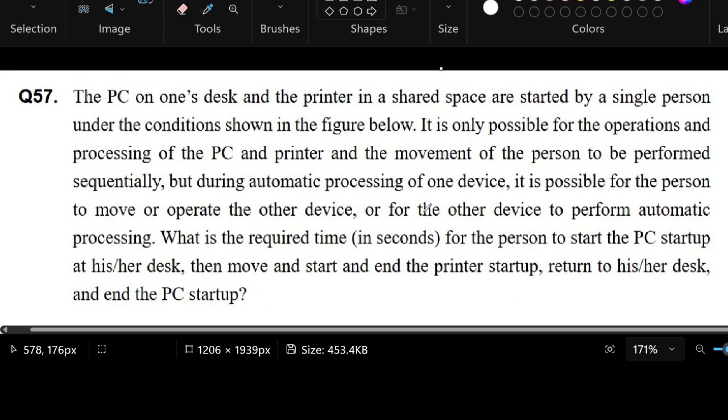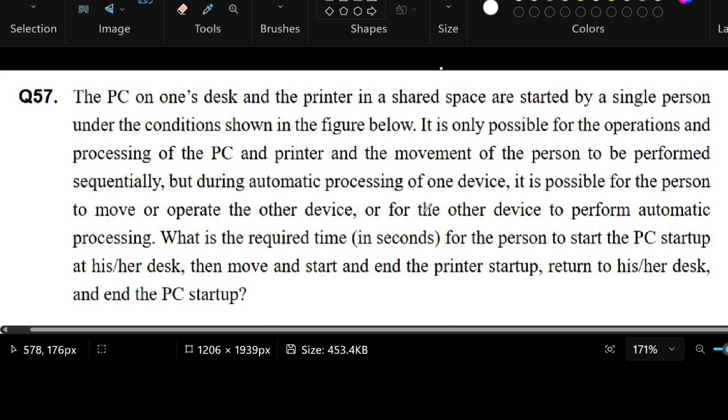Question number 57 of the ID Passport exam from PhilNITS. We are now in the management portion of the exam. In this question, we are being asked, the PC on one's desk and the printer in a shared space are started by a single person under the conditions shown in the figure below.